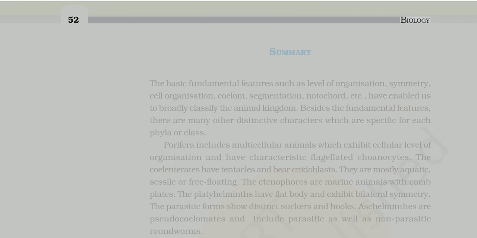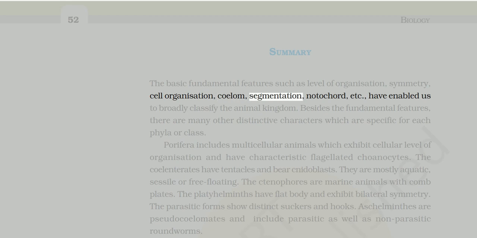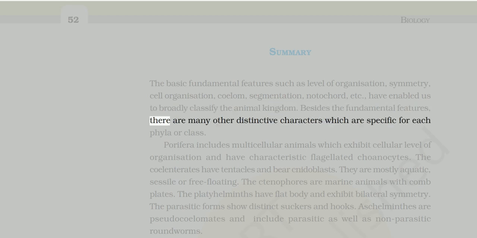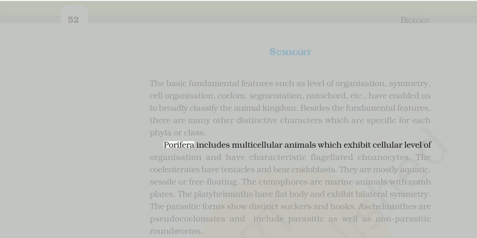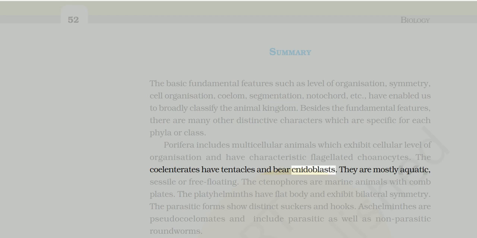Summary. The basic fundamental features such as level of organization, symmetry, cell organization, coelom, segmentation, notochord, etc., have enabled us to broadly classify the animal kingdom. Besides the fundamental features, there are many other distinctive characters which are specific for each phyla or class. Porifera includes multicellular animals which exhibit cellular level of organization and have characteristic flagellated choanocytes. The coelenterates have tentacles and bear cnidoblasts.